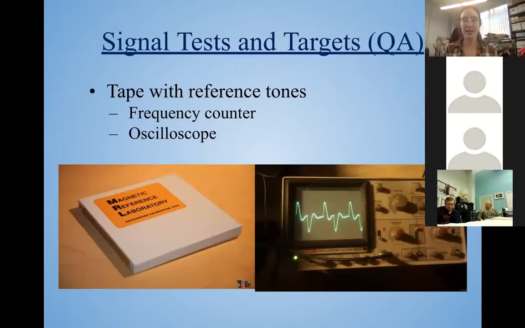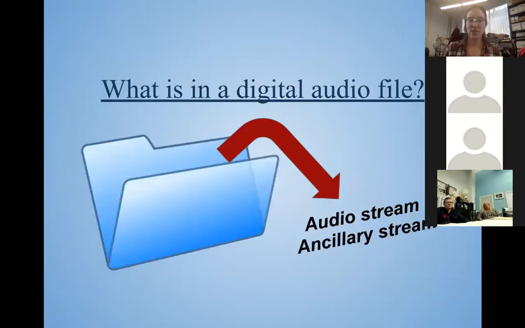Signal tests and targets are another aspect of quality assurance, or QA. Here you can have a test tape that has reference tones on it. And you use machinery also, like this example here, an oscilloscope, to calibrate your deck with the tape. So within a preservation environment, you look at all of these various pieces of equipment, you play the tape back on the deck and you evaluate. You say, this is what it's supposed to look like. Why doesn't it look like that? And then you can fix things accordingly in order to make sure that everything's calibrated. That way you'll get the best possible digitized audio file.